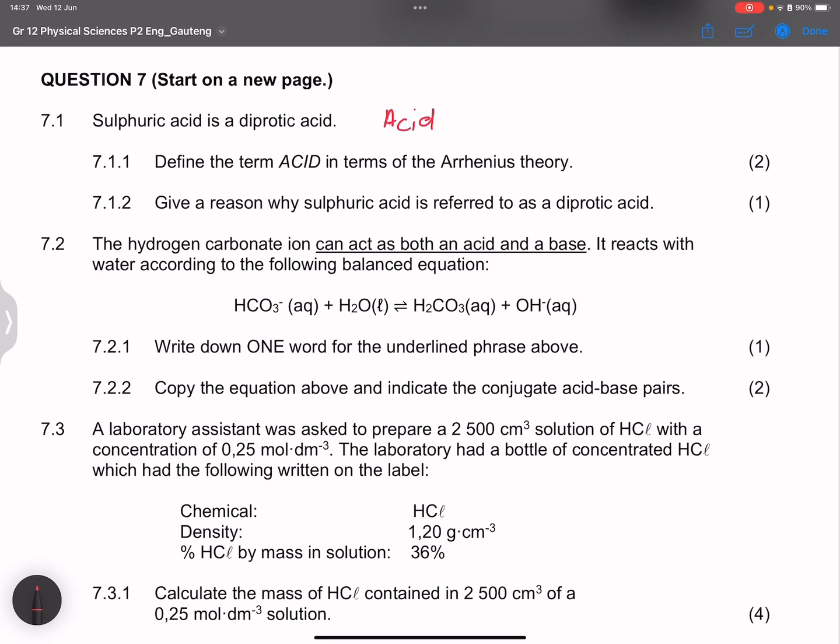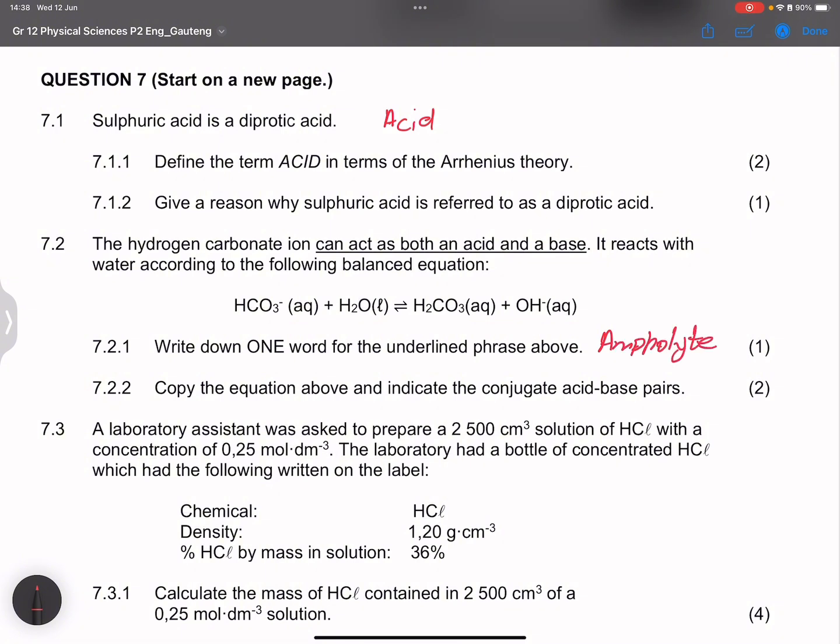All right, so the next question, they say the hydrogen carbonate ion acts as both an acid and a base. It reacts with water according to the following balanced equation. Now they say to us, write down one word for the underlined phrase. So a substance that acts as both an acid and a base, we call this an ampholyte. Okay, so that's an ampholyte.